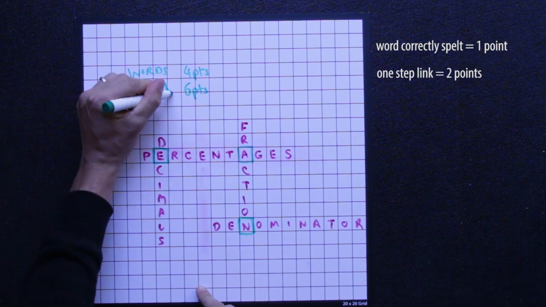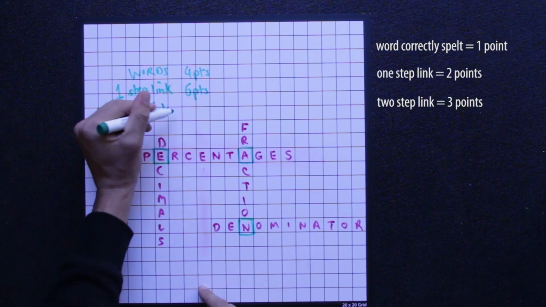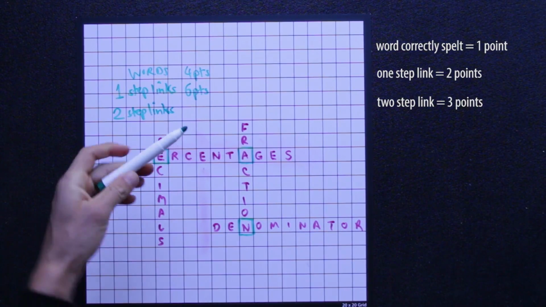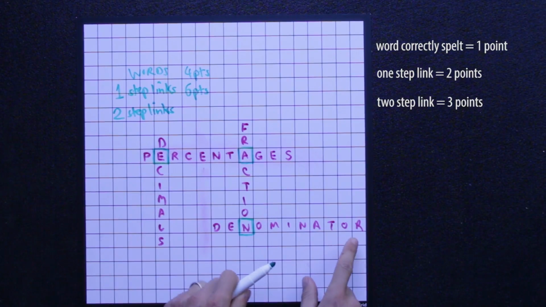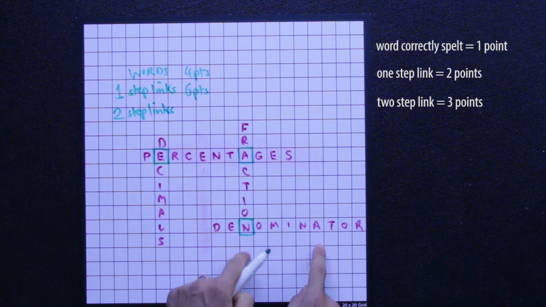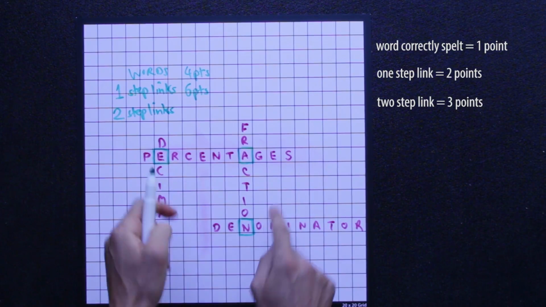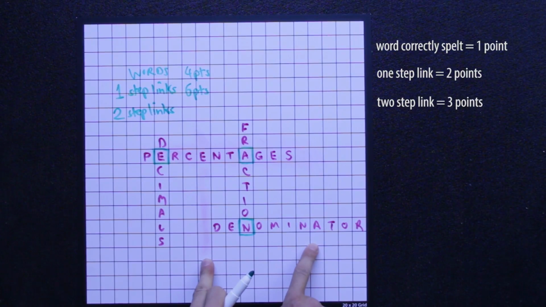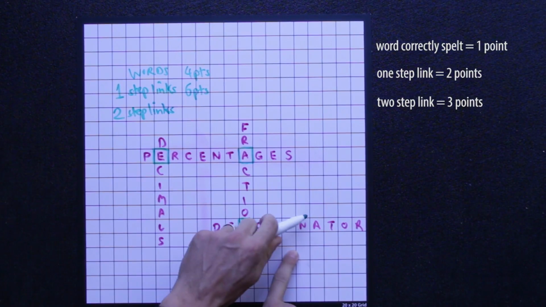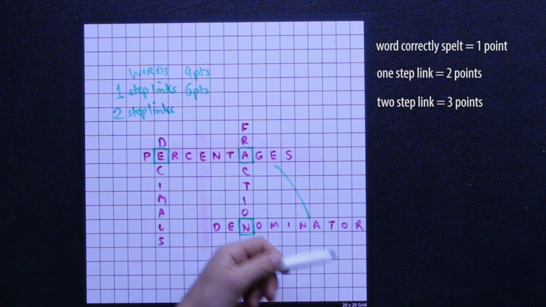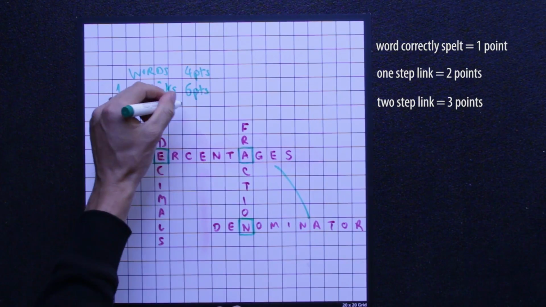Two-step links are when you link things that aren't even connected on the crossword. They're worth 3 points each. So for example, denominator and percentages, they're not directly linked, but percentages have a denominator of 100. So I can link them by drawing a line, and if the person I'm explaining that to is satisfied with that, I'd get 3 points for that.